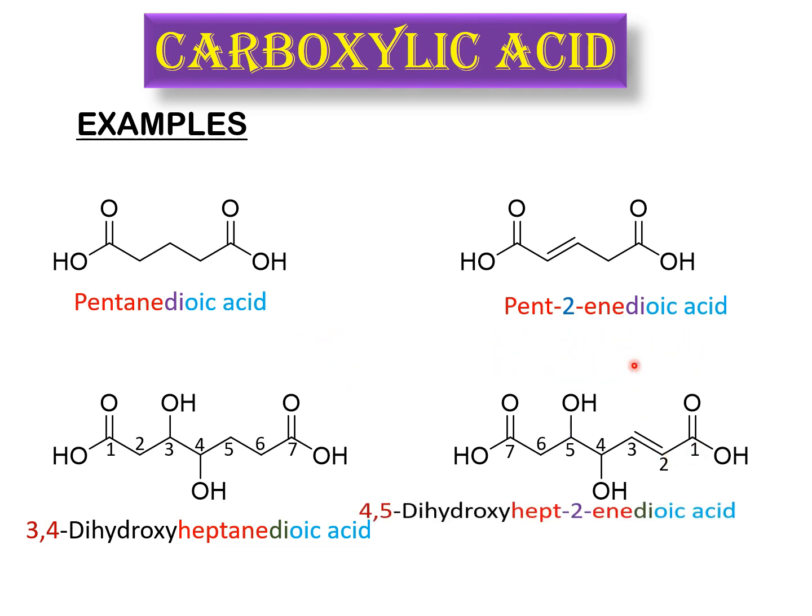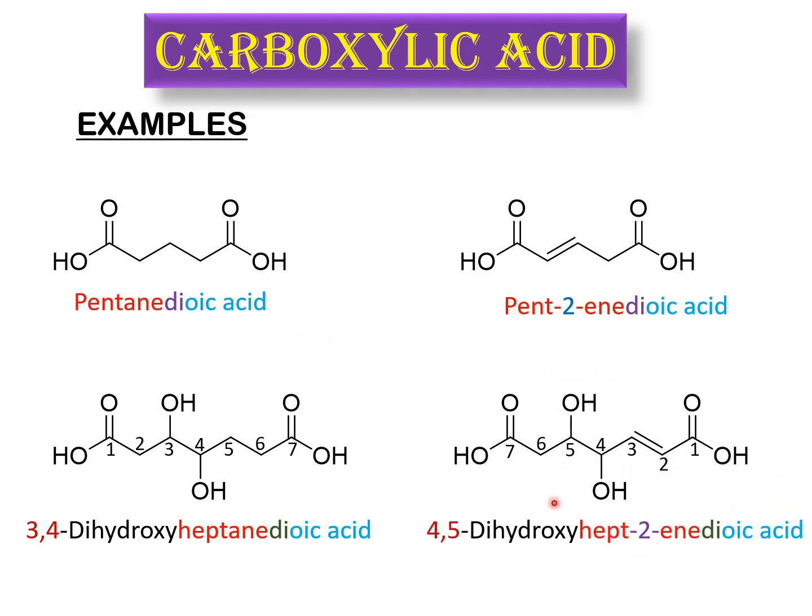So again it's a 4,5-dihydroxy. You see the positions have changed now because the direction of numbering has changed. So it's a 4,5-dihydroxy now, and it's not a heptane dioic acid, it's a heptene dioic acid because of the double bond, and you have to mention the position of the double bond. So it's a hept-2-ene. "Ene" is written with E and followed by dioic acid.